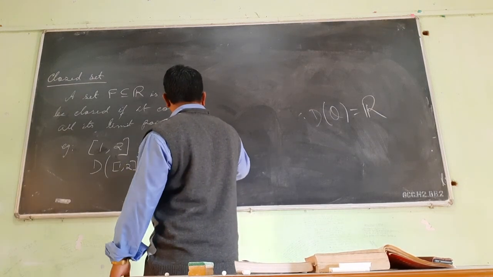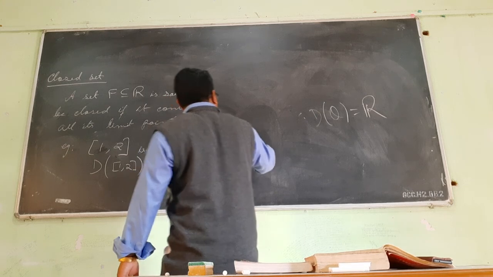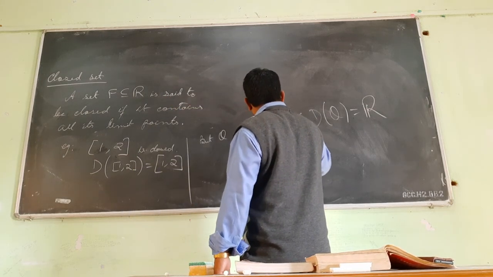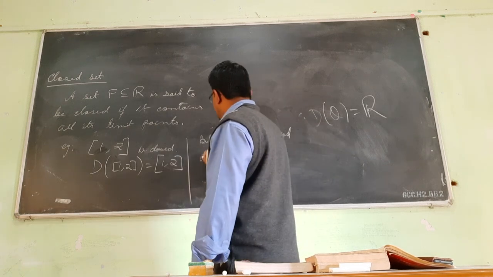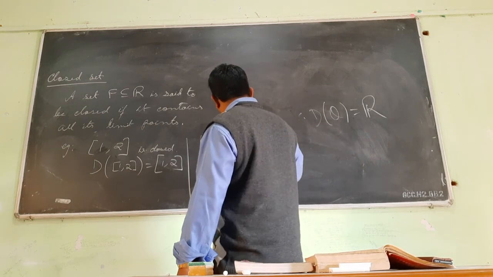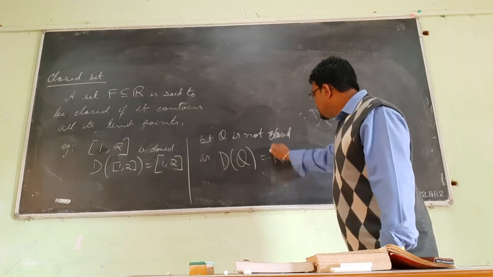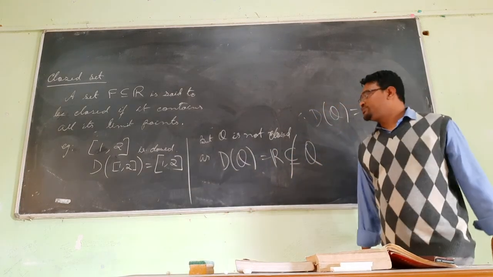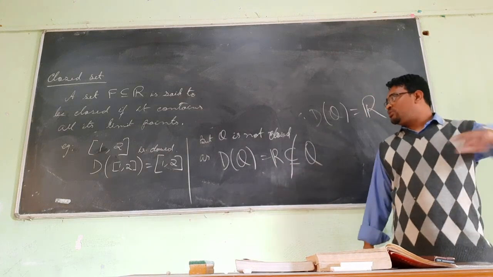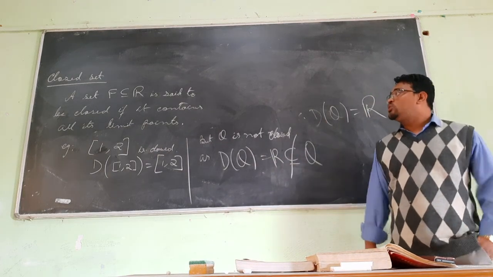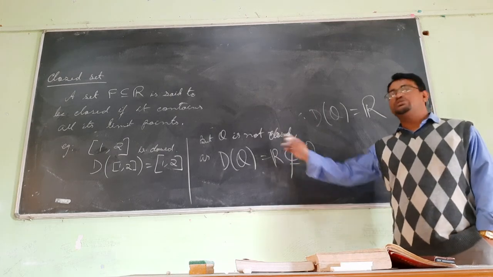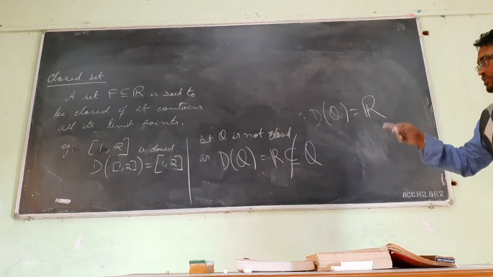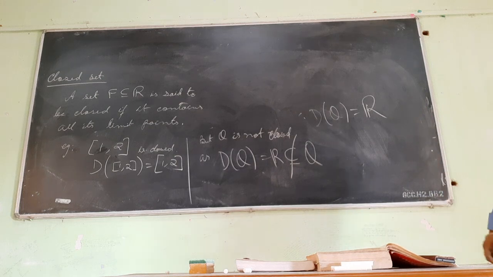But Q is not closed. Why is Q not closed? The set of rational numbers is not closed, as the derived set of Q is R, so this is not a subset of Q. If the derived set is a subset of the set itself, then it is called a closed set. Our Q is not closed because the derived set of Q is R, which is not a subset of Q.